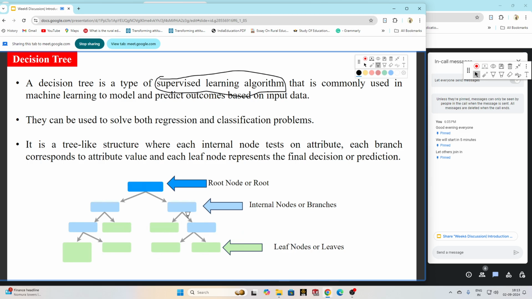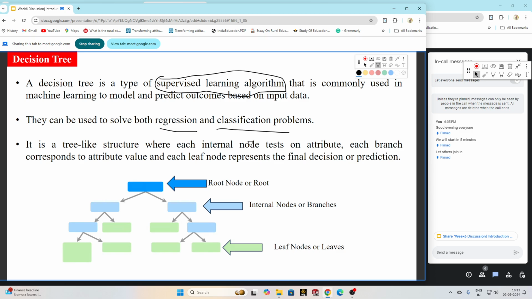And what are the branches used for? Branches are mainly made of different input attributes. The characteristic of branches is that they have an arrow pointing towards them as well as an arrow pointing away from them. These are internal nodes or branches, denoted by sky blue color, and the main node, the root node, is denoted by dark blue color. So this is mainly a decision tree, which can be used for both regression as well as classification problems.